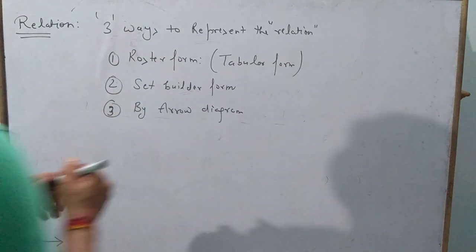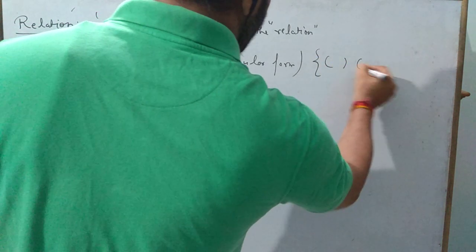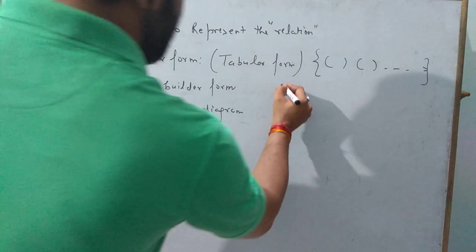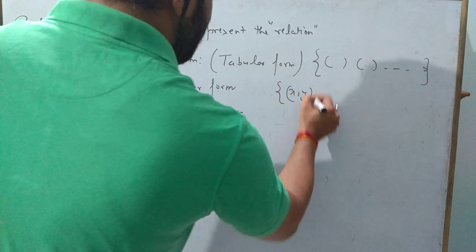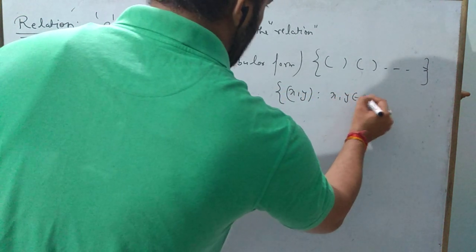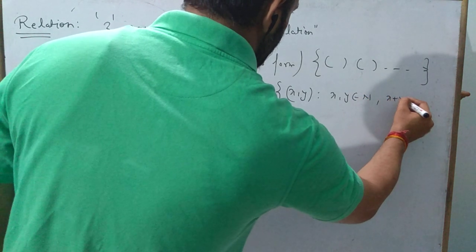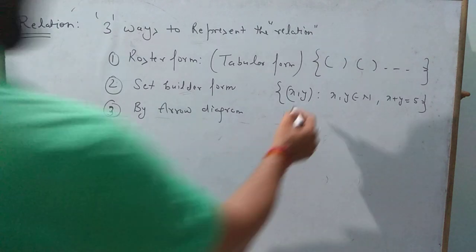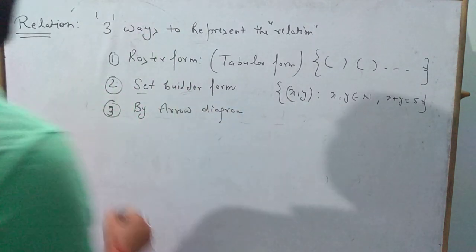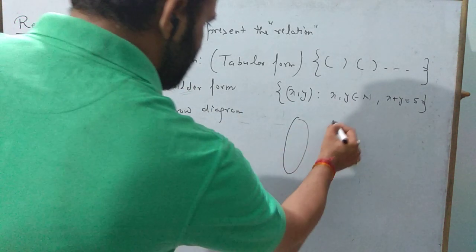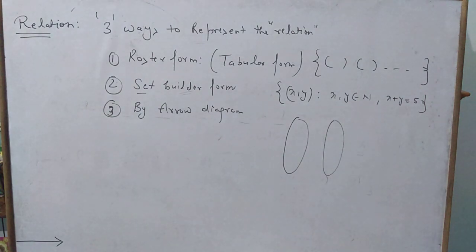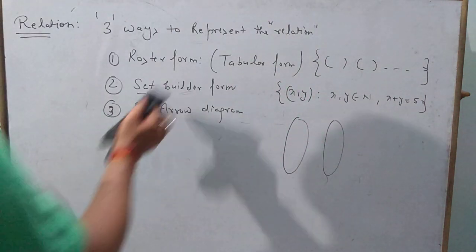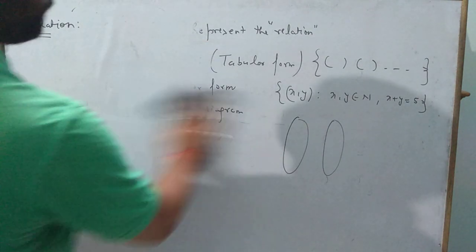Roster form means writing the ordered pairs in ordered pair form, which is the roster or tabular form. Set builder form means x comma y such that x and y belong to natural numbers and the relation x plus y is equal to 5 is given in this manner. Writing this is representing set builder form, and by arrow diagram like this. So let us take a question so you can better understand the meaning of these three ways to represent the relation.